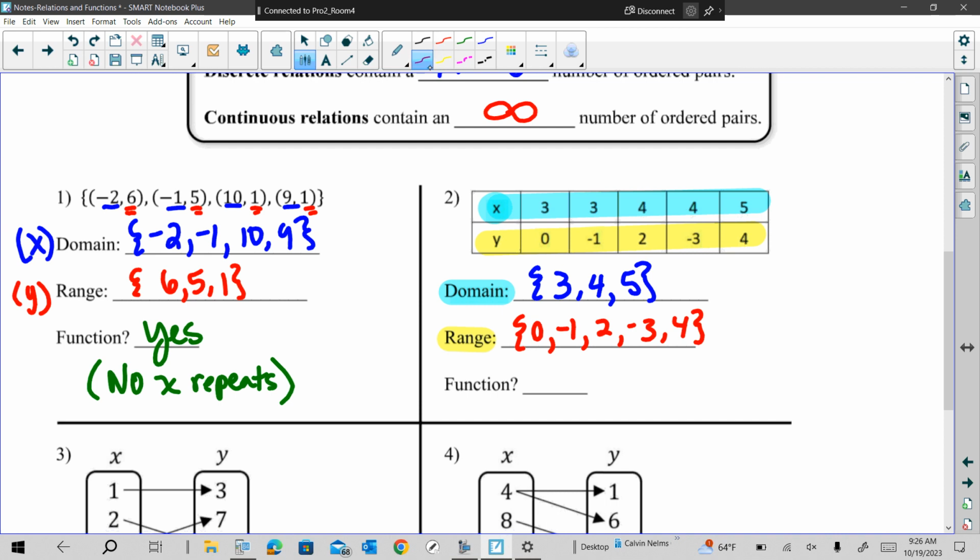Would this be a function? Where's our proof it's not a function? Yeah, they repeated the 4 and they repeated the 3. Repeats, okay?